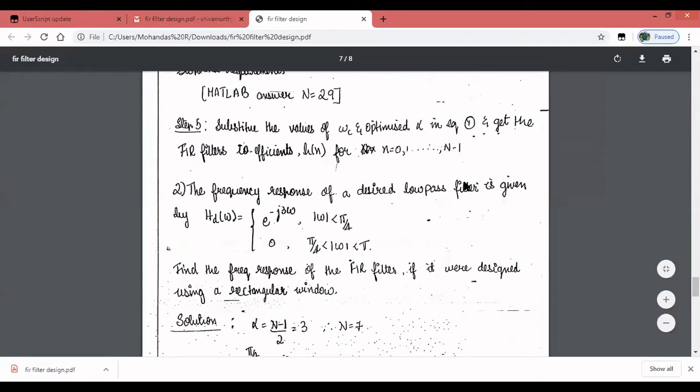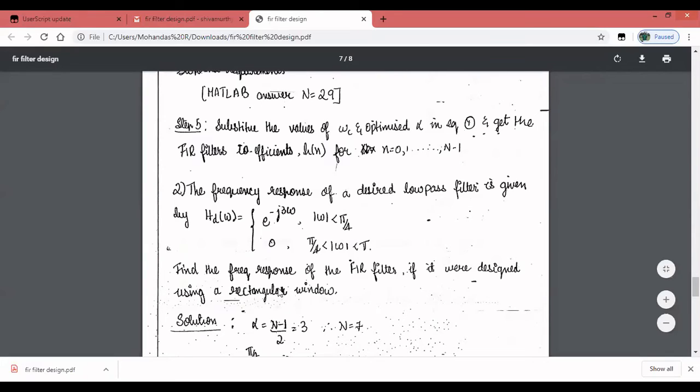Starting with the second numerical here: the frequency response of a desired low pass filter is given by Hd of omega, which is equal to e to the power of minus j 3 omega, for omega less than pi by 4, and for omega varying between pi by 4 to pi, it is 0. What we have to find is the frequency response of the FIR filter.